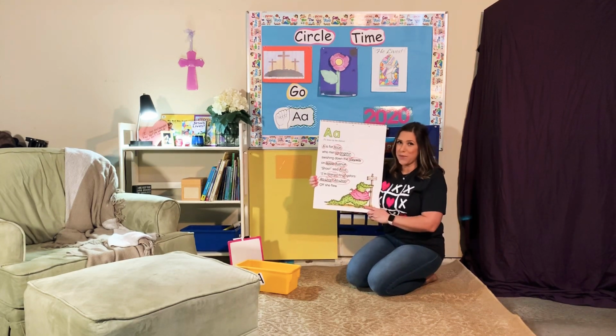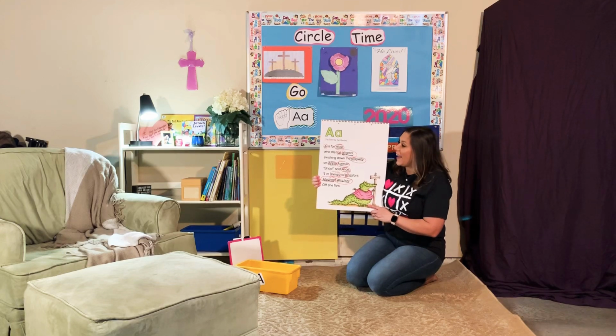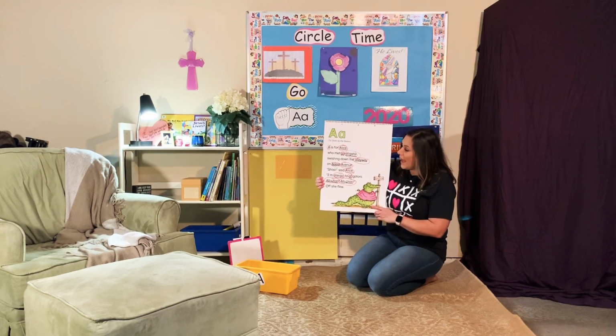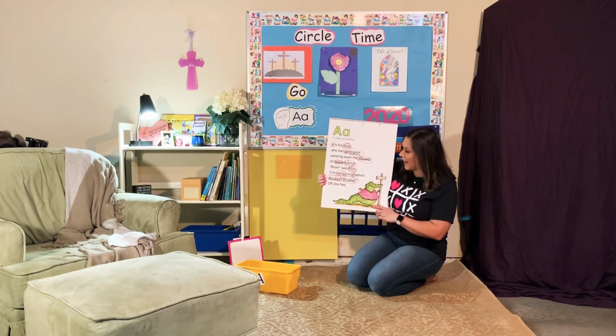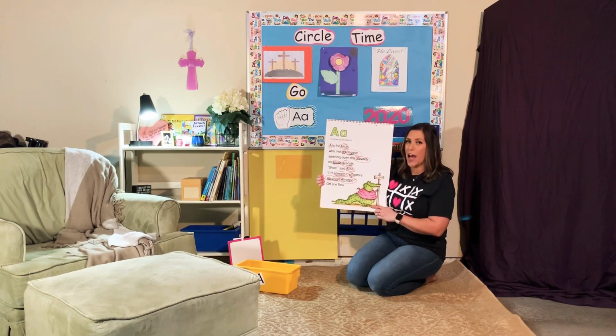Will you sing the song with me? A is for Alice who met an alligator, swishing down the alleyway on Apple Avenue. Shoo, said Alice, I'm allergic to all gators. Achoo, achoo, off she flew.